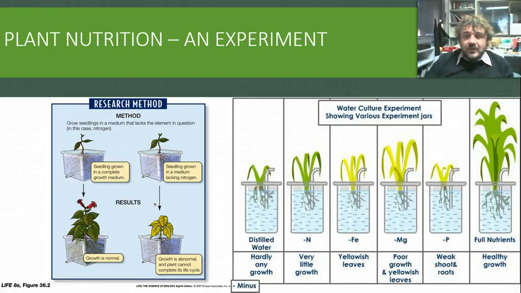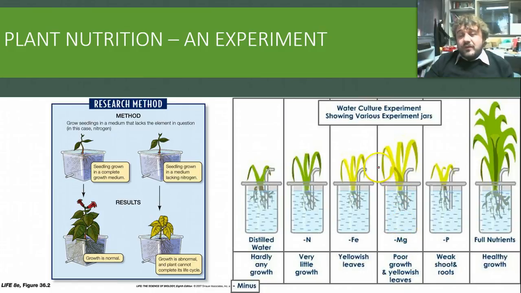So here we have a set of results. This is the one with all the nutrients, right? This one here has just water, so no extra nutrients at all, and it just kind of stays the same. Full nutrients, bang. This one here is just missing phosphorus. It's got the full nutrients minus the phosphorus. And even with that, it had very weak shoots and roots, and not much happened.